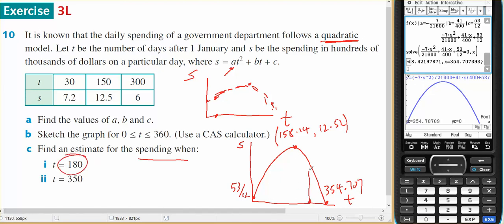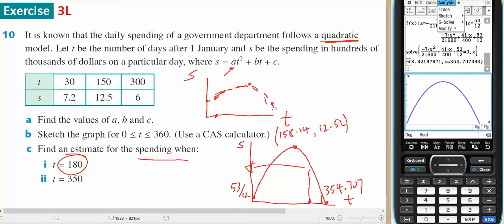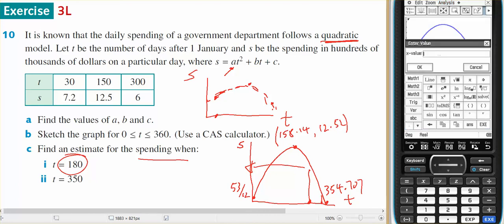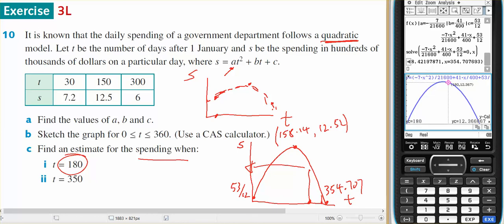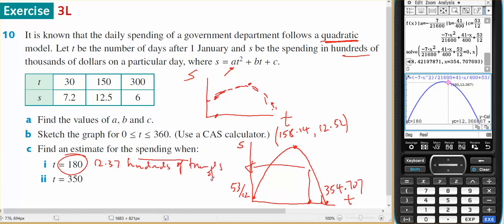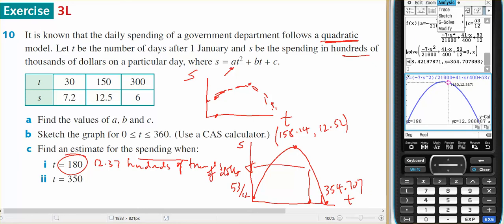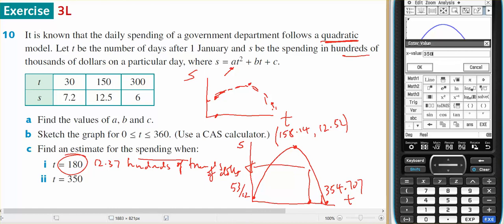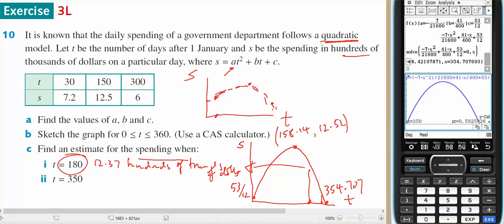So that's 158. So about 180 is there, whatever that y value is, and 350 is there. So I can do analysis, G-Solve, y-calc when x equals 180. And that gives me an estimate of 12.37 hundreds of thousands of dollars. And when 350, that's an estimate of 0.59 hundreds of thousands of dollars.